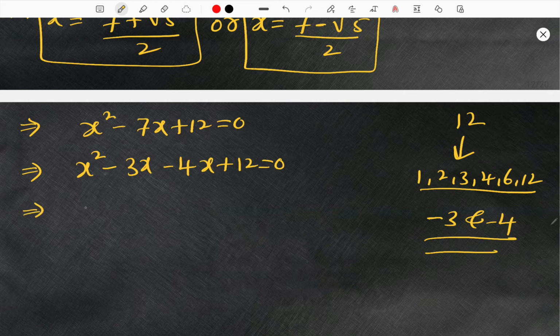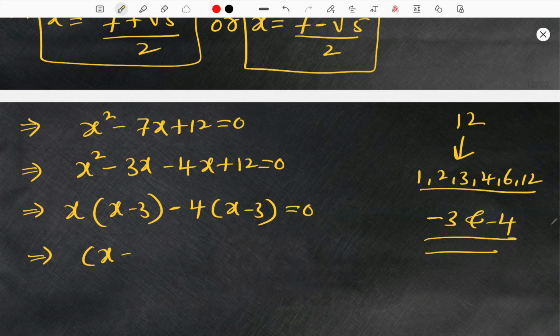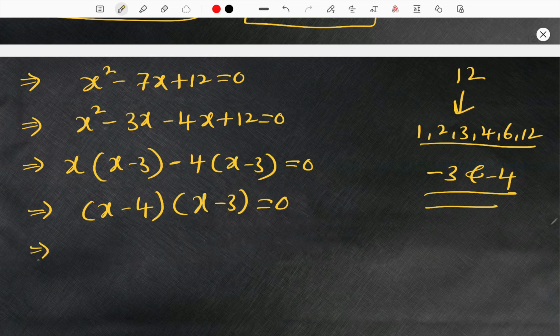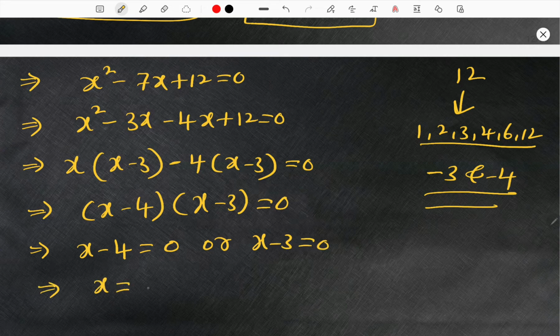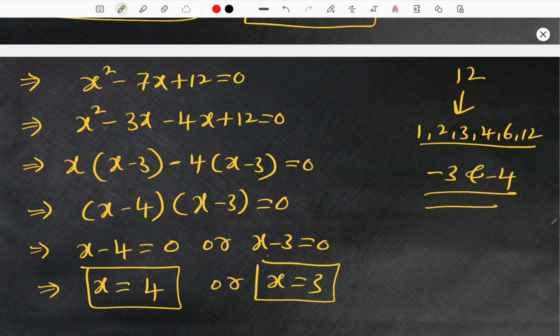From the starting two terms you can take x common, then it becomes x minus 3. Similarly, we can write here x minus 3 and you can adjust. Minus 4x is there, here only x is there, that's why I write minus 4. Minus 4 into x is minus 4x. Minus 4 into minus 3 is plus 12 and that is equal to 0. Afterwards you can write it as x minus 4 into x minus 3 equal to 0. So x minus 4 is equal to 0 or x minus 3 is equal to 0. So the value of x is 4 or 3.